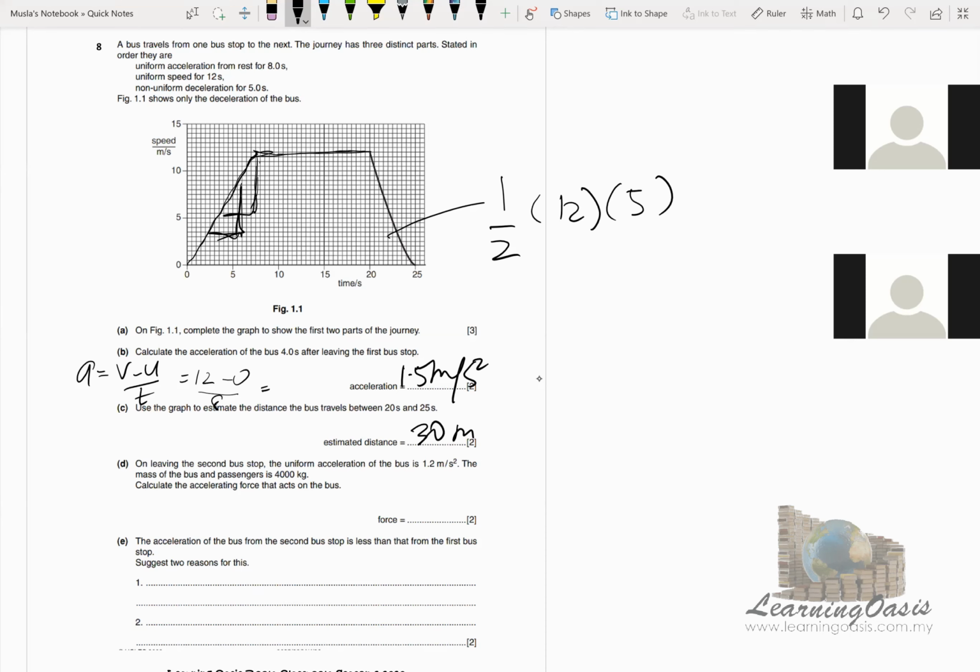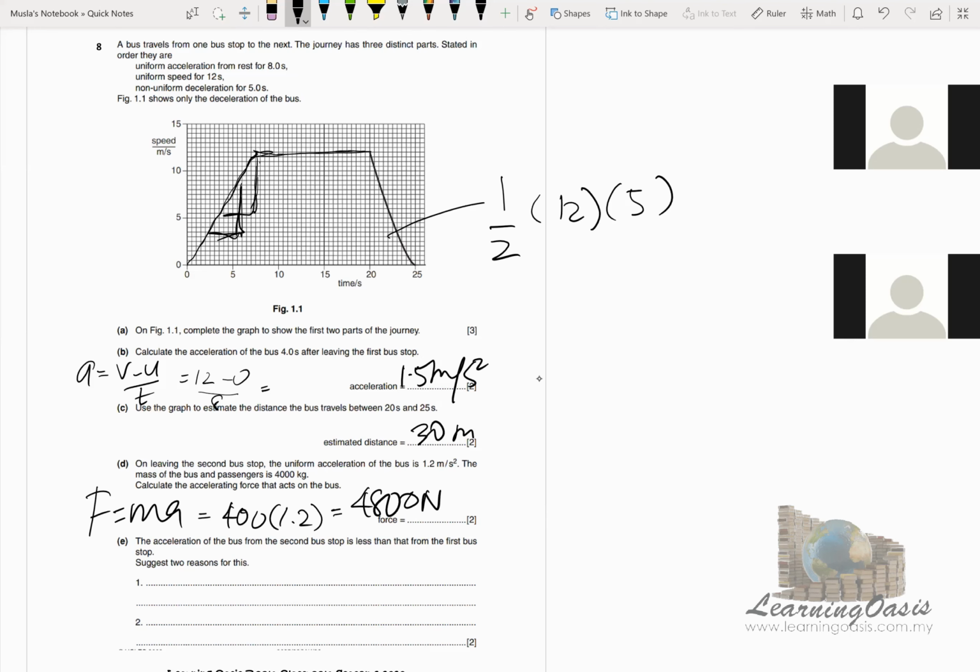On leaving the second bus stop, the uniform acceleration of the bus is 1.2 meters per second squared. Now, the mass of the bus and the passengers is 400 kg. Find the accelerating force acting on the bus. What formula do you use? F equals ma. So mass equals 400, acceleration is 1.2. That will give you 480 Newton.